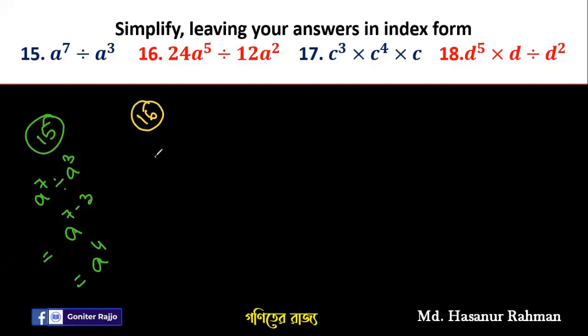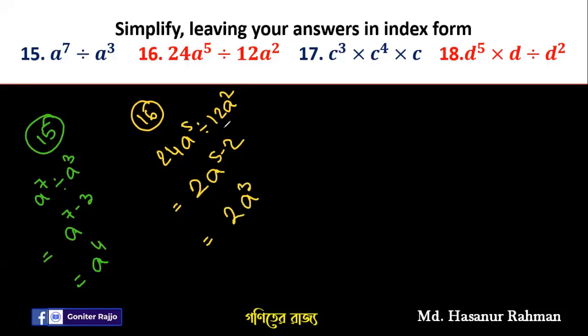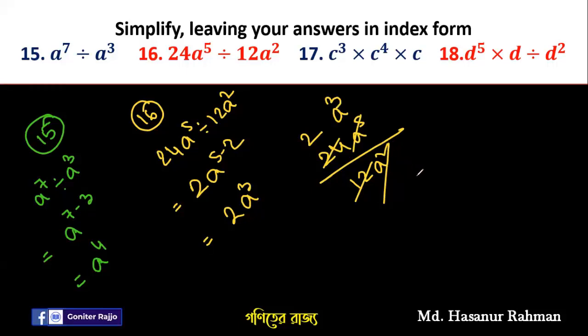Now number 16. Number 16 says 24a to the power 5 divided by 12a squared. So we know that 24 divided by 12, that will be 2. a to the power 5 minus 2, that will be 2a cube. And we can solve it in another way. 24a to the power 5 divided by 12a squared. 24 can be divided by 12, that will be 2. a to the power 5 divided by a squared, that will be a cube. Same result. We will get the same result.